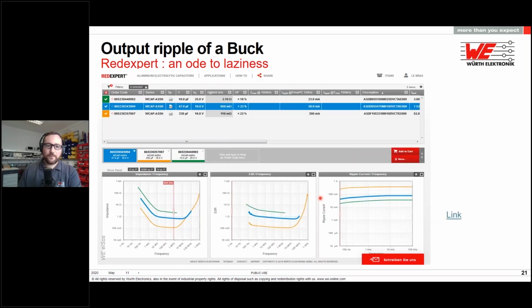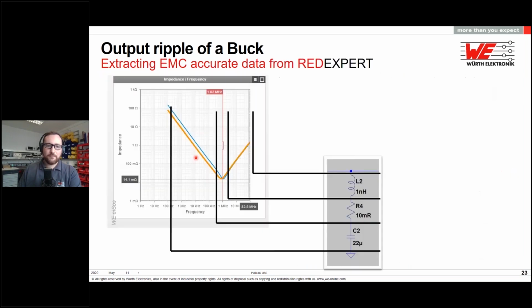So next, we're gonna see how to extract EMC accurate data from RedExpert. So really the basics of this presentation is to understand that when we want to be accurate from an EMC point of view, we really have to focus on one thing.